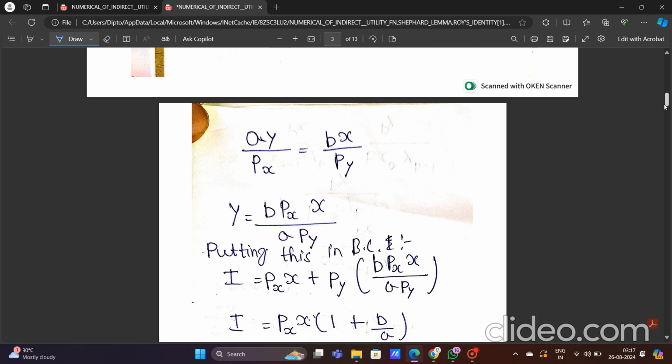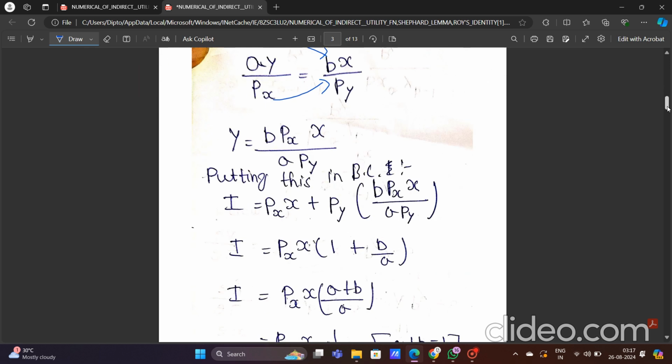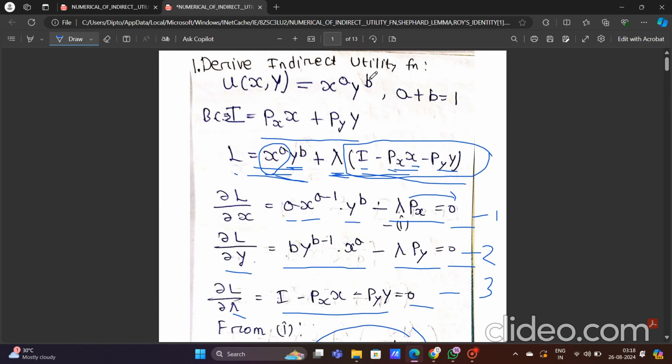Now what is the value of y from this equation? It is very easy to calculate. We are just taking the px on the right hand side and a on the right hand side. Then we may find the value of y from the equation. Now putting the value of y in the budget constraint. What was the budget constraint? This was the budget constraint, px into x plus py into y. This was the value of income or money income. This was our budget constraint.